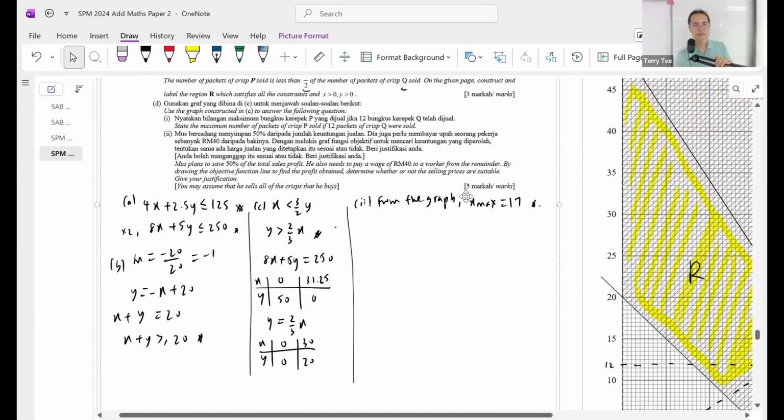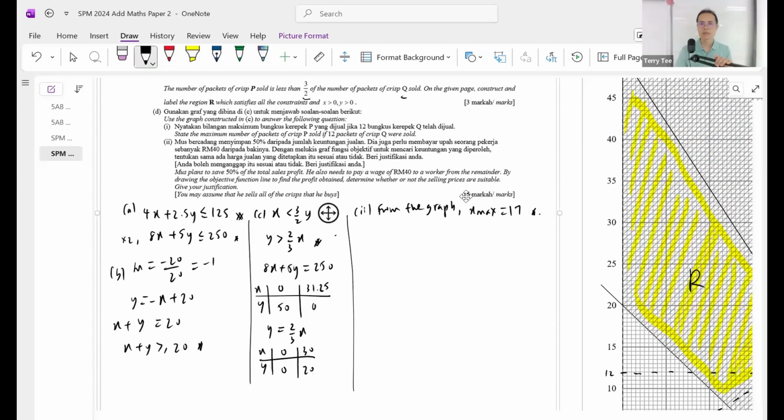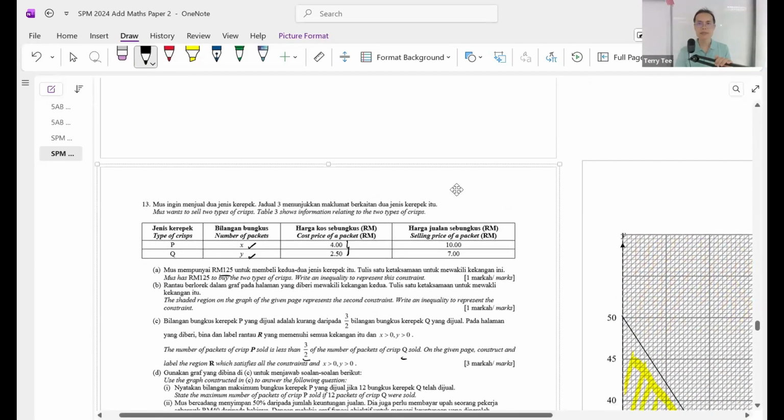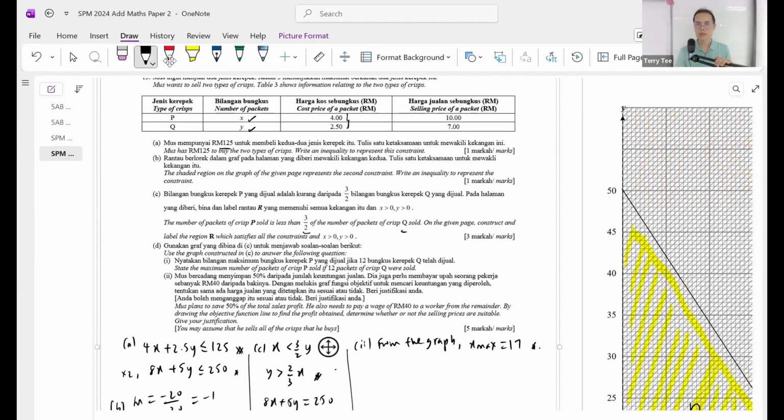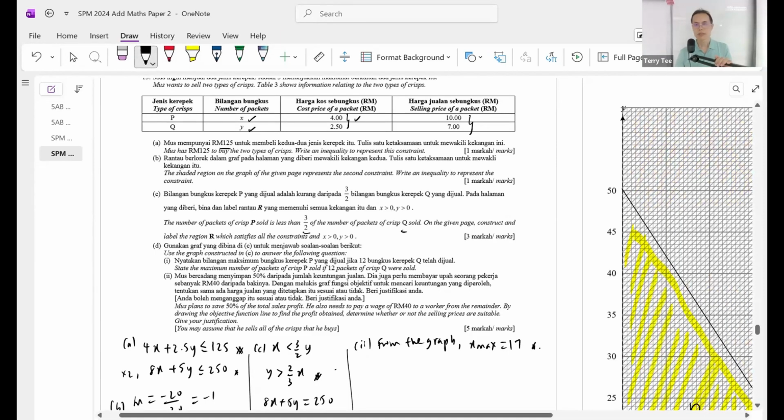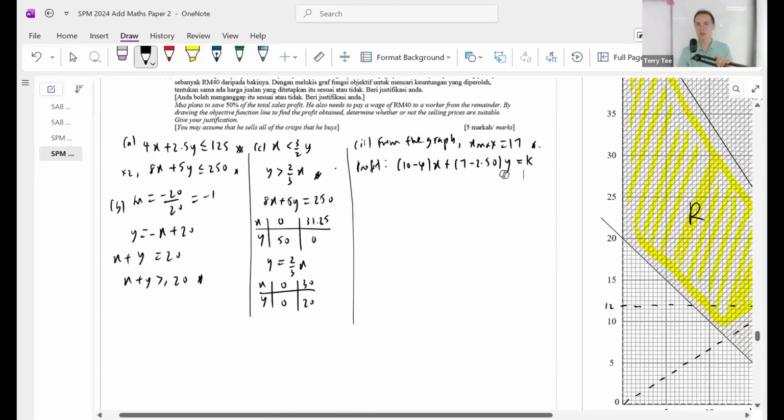All right, now, next, what is the profit function? Now, here's the thing. This is the selling price, right? This is the cost price, right? You bought for 4 ringgit, you sell for 10 ringgit. The difference, the profit, is 6 ringgit. So you can come up with a profit function: we take 10 minus 4 times x, plus the other term times y. The result is k. You can call it p, just call it k. Normally, for the objective function, we use k, but I can use p, no problem.